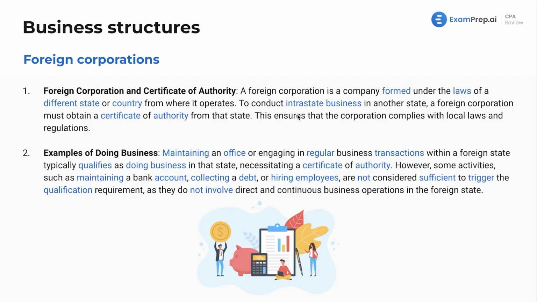Now, to conduct intrastate business in another state, a foreign corporation must obtain a certificate of authority from that state. This ensures that the corporation complies with local laws and regulations. So just that concept that a foreign corporation is one that is not only in another country, but also in another state. Examples of doing business, these would be maintaining an office or engaging in regular business transactions with a foreign state. Typically qualifies as doing business in that state, which means you need a certificate of authority. A lot of what this is hinting at is what we'll see in the multi-jurisdictional tax issues lesson, which deals with Nexus and if you have to pay taxes in a certain state.